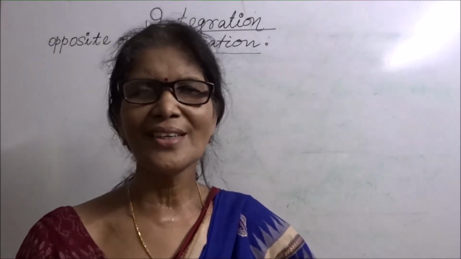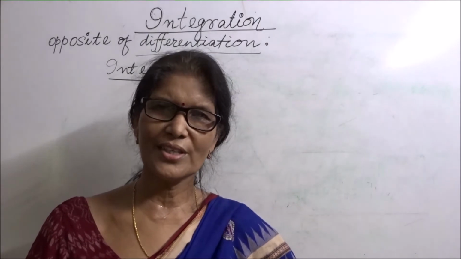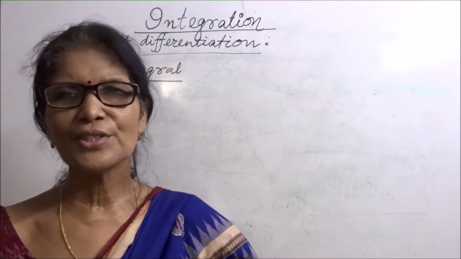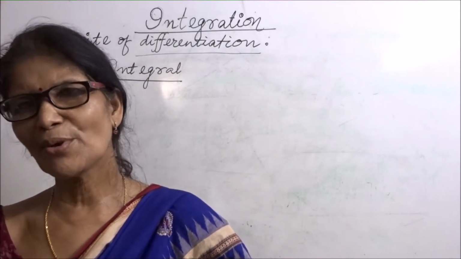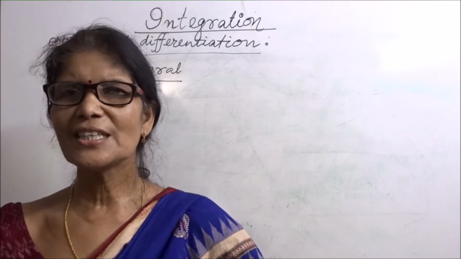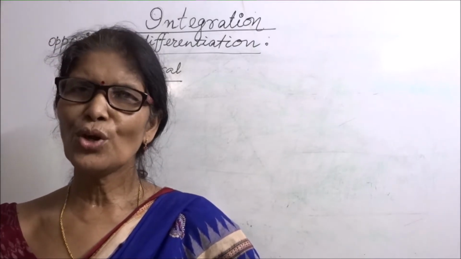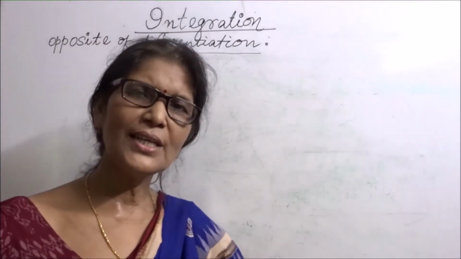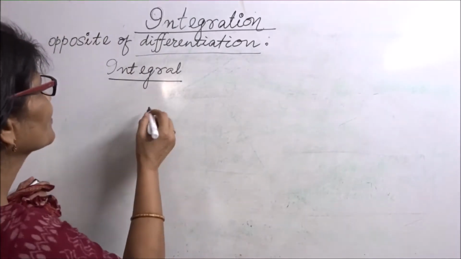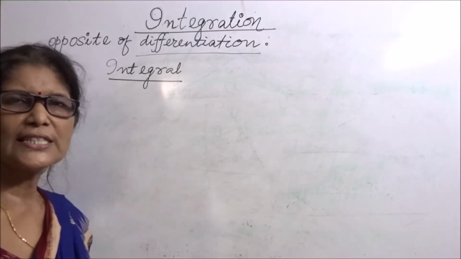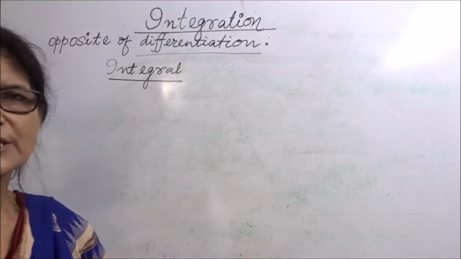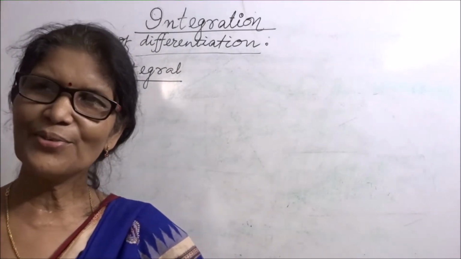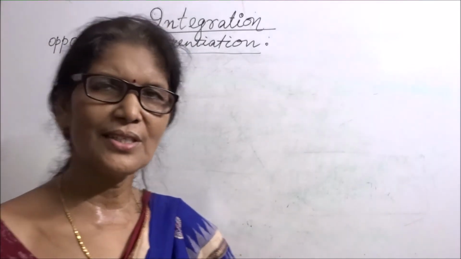Hello students, today we will study about integration. Integration is the opposite of differentiation. You have studied differentiation. Differentiation is getting the derivative of a function. Integration is getting the antiderivative. We will go opposite of it. So let us start from a simple example. We also call it integral, antiderivative. So integration is the process of getting an integral of a function or antiderivative of a function.